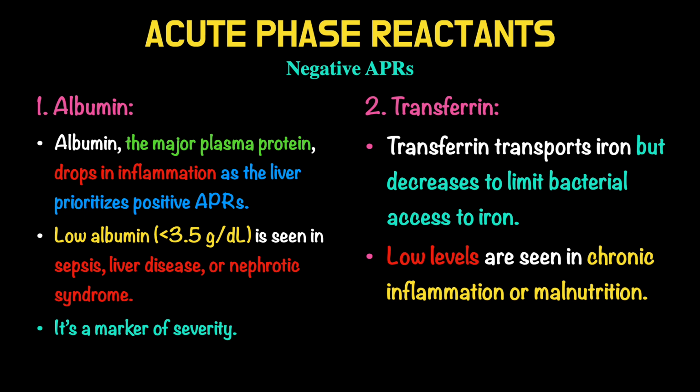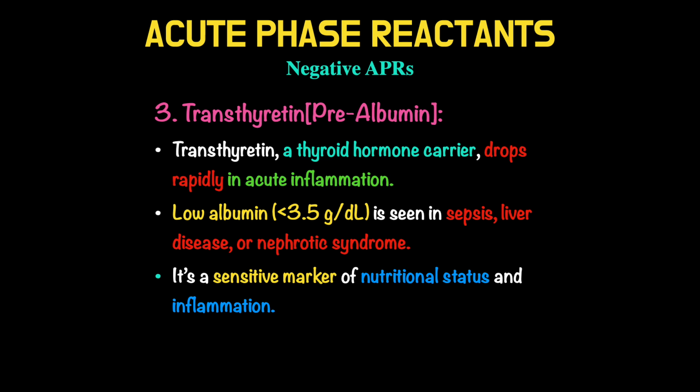Transferrin transports iron but decreases to limit bacterial access to iron. Low levels are seen in chronic inflammation or malnutrition. The final one is transthyretin, that is prealbumin. Transthyretin, a thyroid hormone carrier, drops rapidly in acute inflammation. It is a sensitive marker of nutritional status and inflammation.